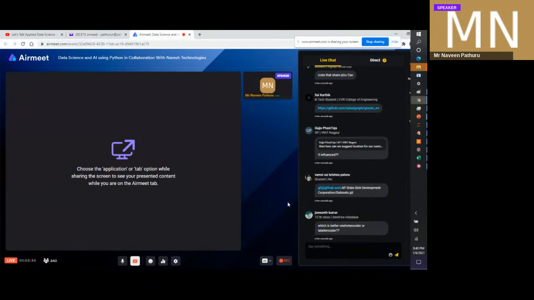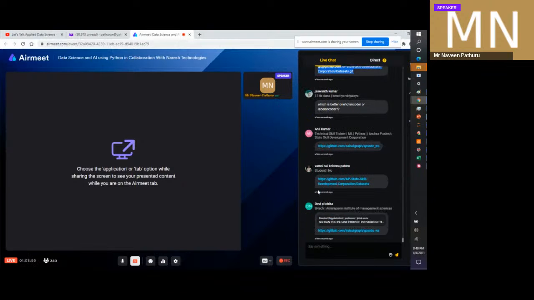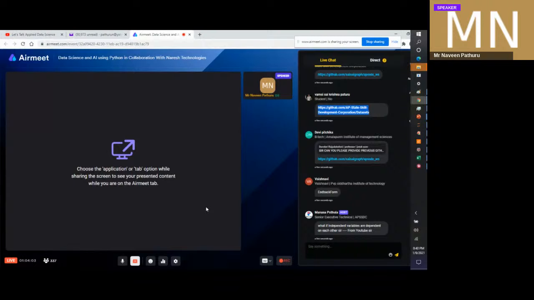If influence is there, then how can we suggest location for our customer? Let's say one hot encoding, label encoding. The first step is label encoding, and then you pass the label encoder object to one hot encoding. I haven't looked at what Sai Krishna posted here, but you can also have a look at that link.